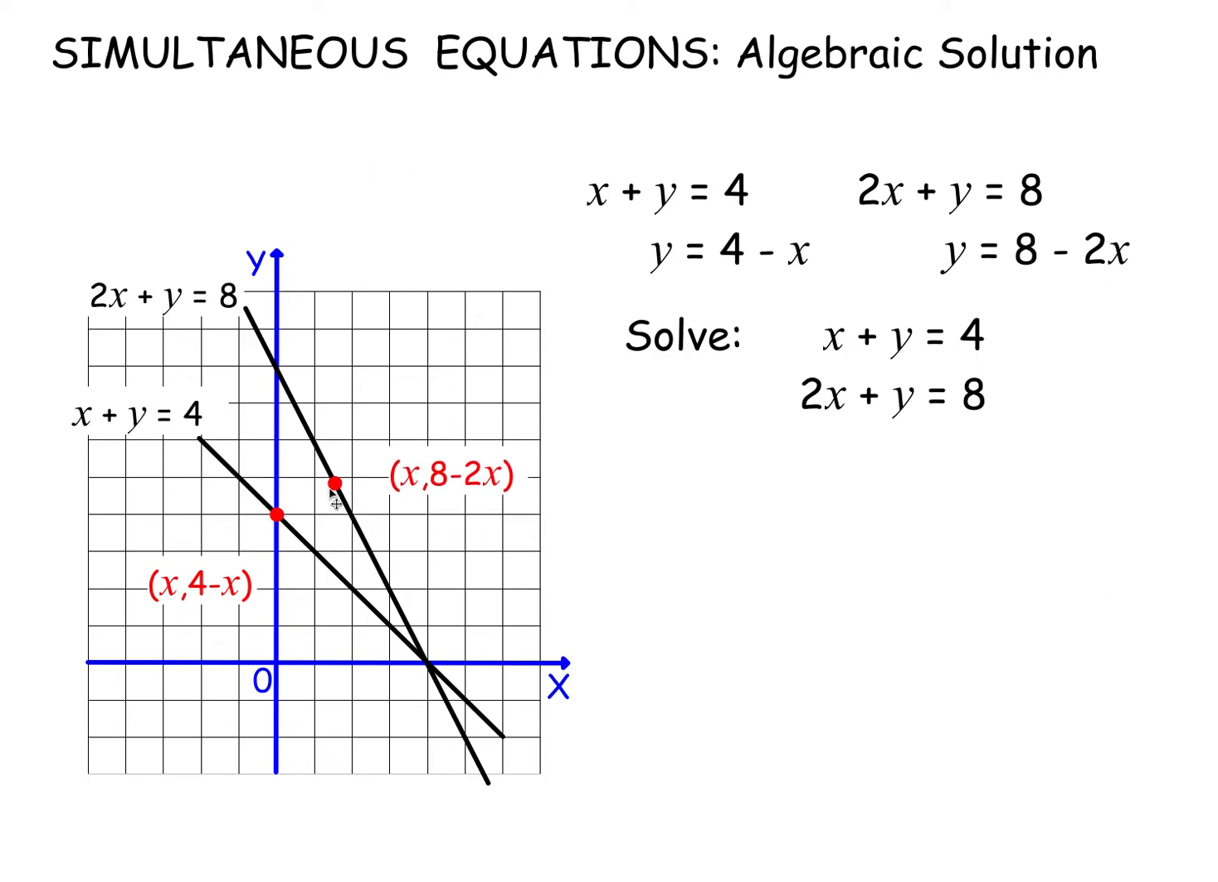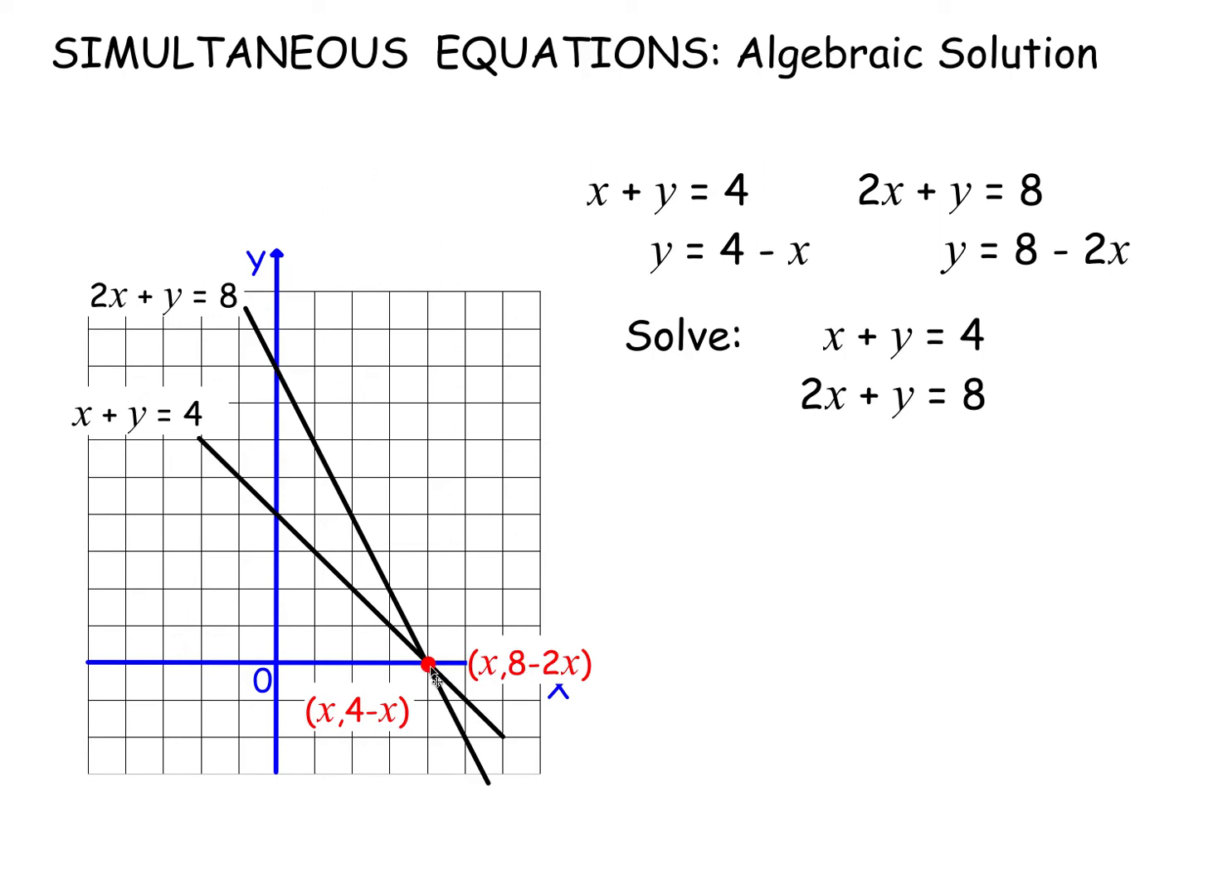There's only one place they can have the same x coordinate and y coordinate, and it's at the point of intersection, the point that lies in both lines. Now they've got the same x coordinate and the same y coordinate. The x coordinate's 4, and the y coordinate here is 4 minus 4, which is 0. And here, again, the x coordinate's 4, and the y coordinate's 8 minus 2 times 4, which is 0. So x coordinate 4, y coordinate 0 for this one, x coordinate 4, y coordinate 0 for that one. That's the one place they have the same x and y coordinates.